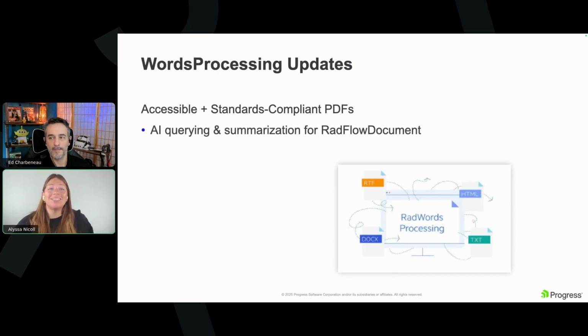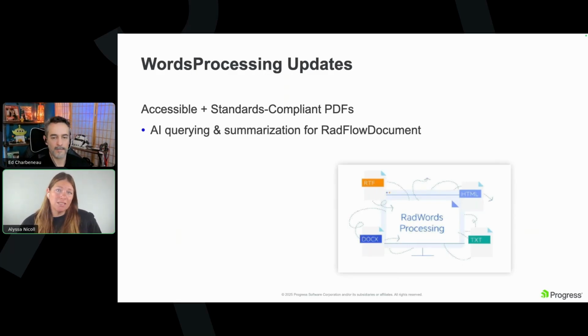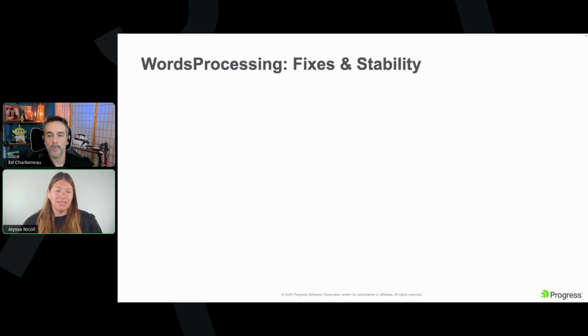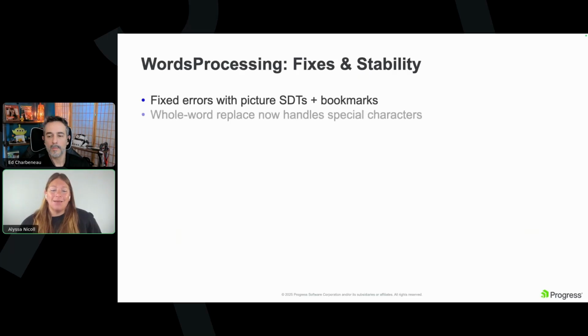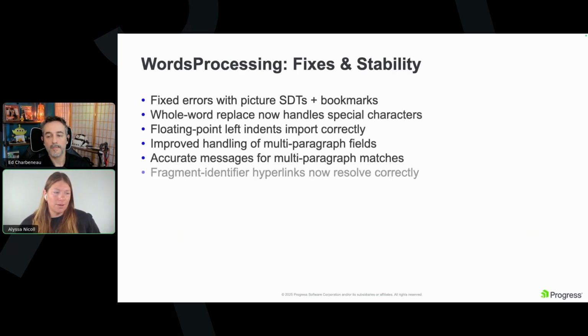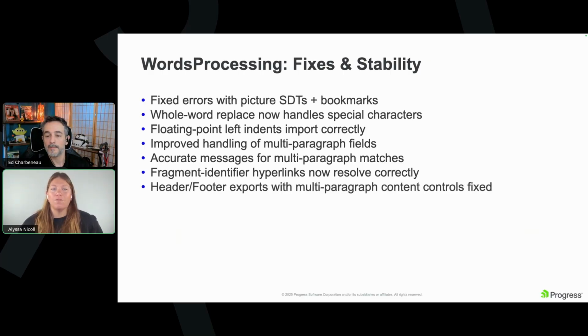Last quarter, word processing got AI querying summarization and some important stability fixes as well. And of course, we added support for the latest .NET 10. Yeah, perfect. That is our word processing update from last quarter. This quarter, word processing got several stability fixes. Let me pull up the full list before doing my recap. Perfect.